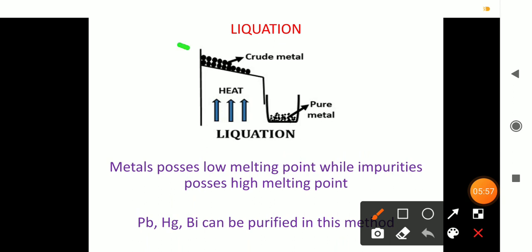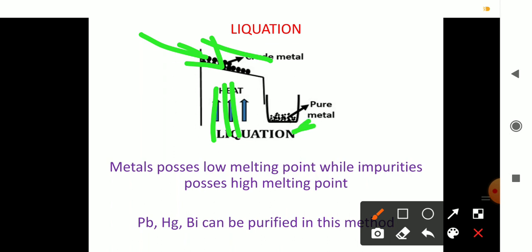So when we heat this impure form of the metal, here in this place the crude metal, that is the impure form of the metal, is taken and it is called the sloping earth. It is in a slanting position, no? The impure form of the metal is taken and heated very strongly. As I told you just now, the metals possess a lower melting point, so they start melting and flow down through this sloping earth and are collected in this beaker. Are you able to understand?